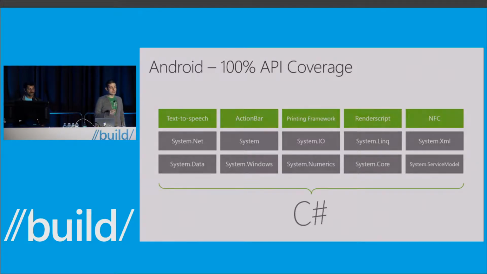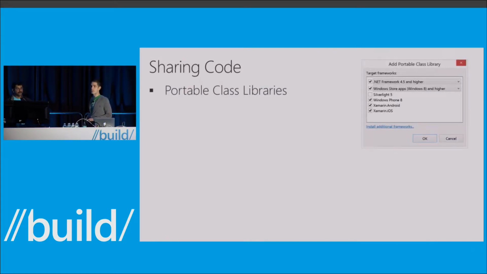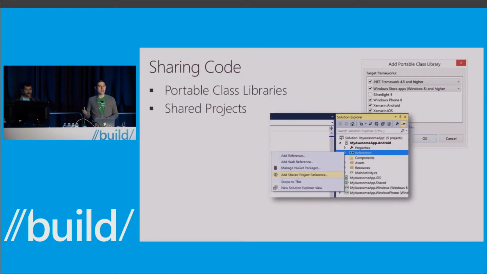And what's great about this approach is that you're able to share code in multiple ways. You're probably familiar with portable class libraries. It enables you to create one shared library of code across all of your applications. You can do that right there. When you install Xamarin, you get Xamarin iOS and Android. You also have shared projects, which were introduced in VS 2013 and obviously 2015 as well. That's what we're going to be using here today.